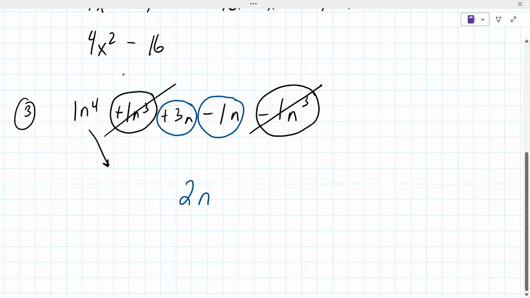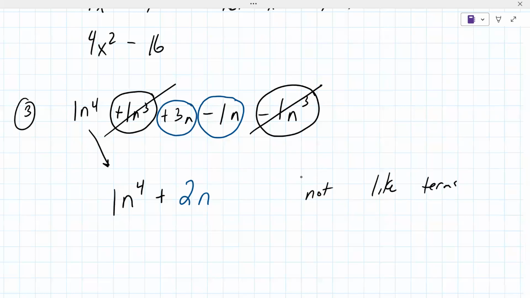You might be saying, well, hey, what's going on? It's 1n to the 4th power. And you've got something else there. So then this is your final answer. These are not like terms, not like terms. So you leave it as is.